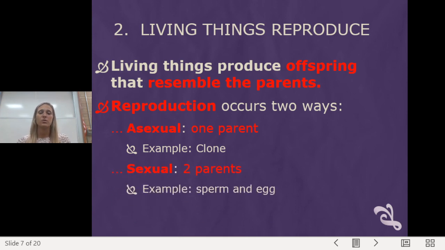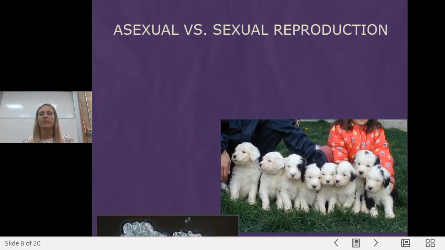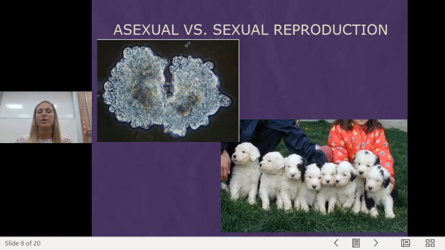And in that case, example would be like a sperm and an egg cell, so 2 cells that come together to make a new organism. And here we have a cute picture of puppies here, and then we've got an amoeba kind of splitting. So this would be asexual reproduction here, where you've got a cell, a unicellular organism, making a copy of itself and reproducing. This is like the clone type situation.